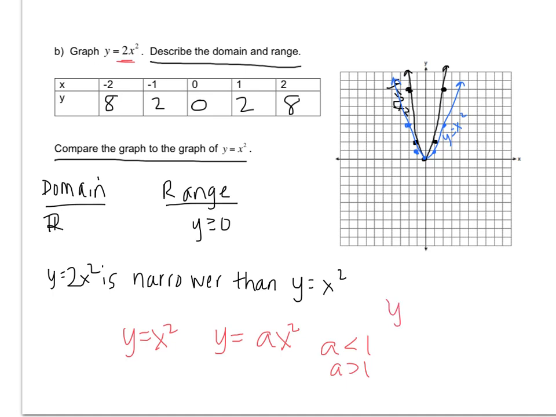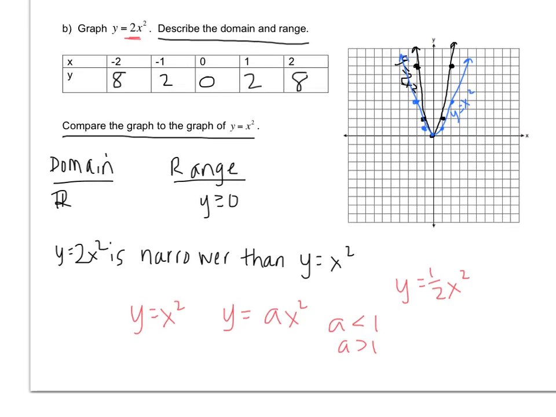If it was y equals, let's say, 1/2 x squared, it would have opened wider than the original. The fractions make it wider. It makes their slope not as sharp. So you can use that idea to know whether you're on the right track for graphing.